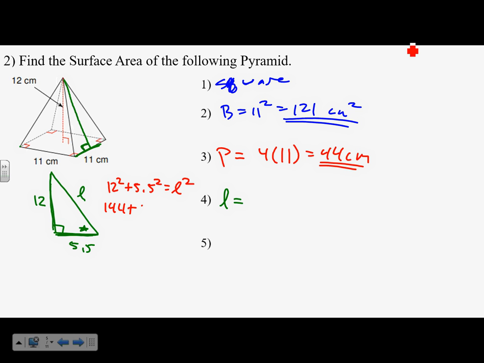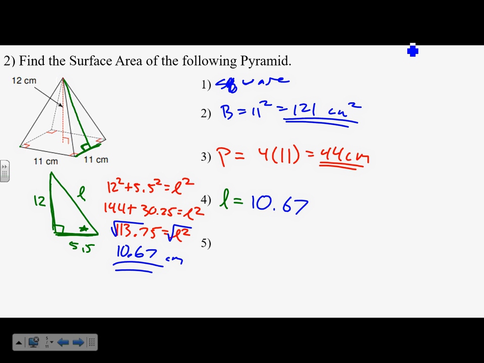That is 30.25 is equal to L squared. 113.75 is equal to L squared. And last step, take the square root of both of those, is 10.67. So it's 10.67. So again, just like I said in the other problems in the last lesson, I personally think that's the hardest part, using the Pythagorean theorem for that.